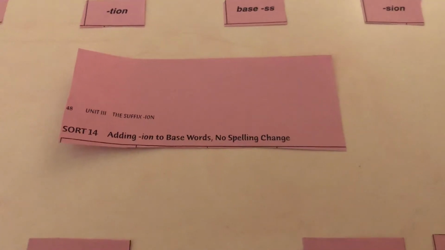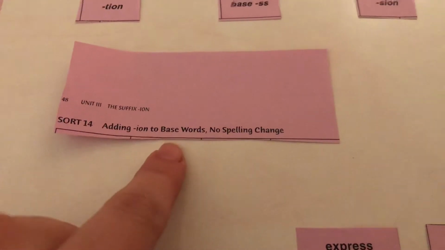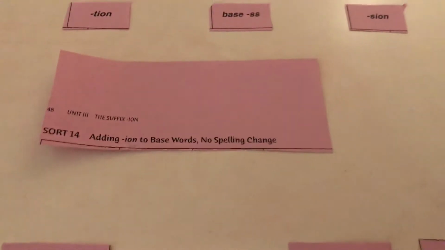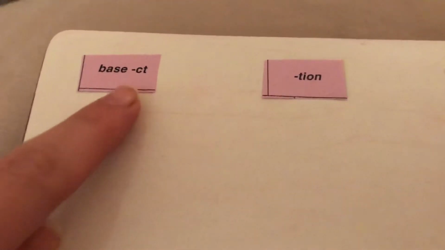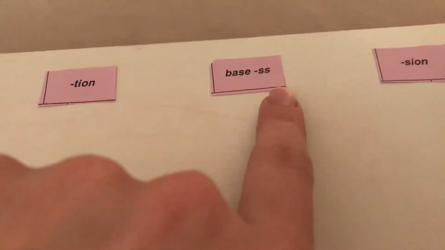This is Sort 14 in the Blue Book, and we're looking at adding ION to base words, and there's not a spelling change. So let's go ahead and look at what that means. These are our headings. We have a base with CT, TION, base with SS, and then SION.